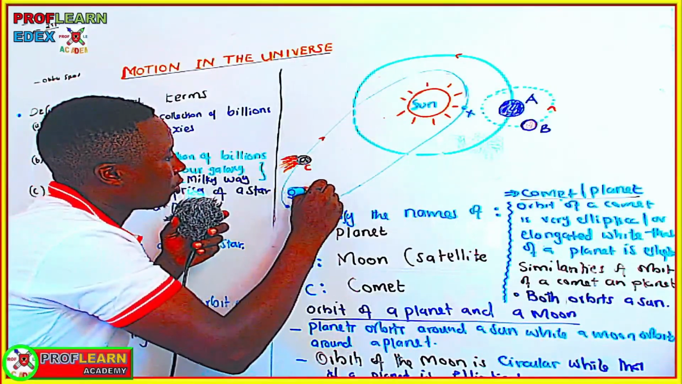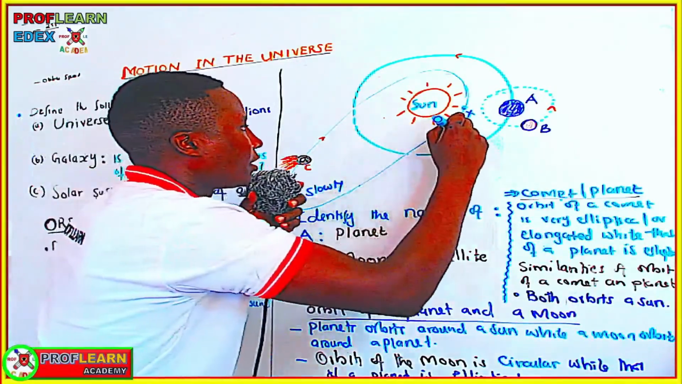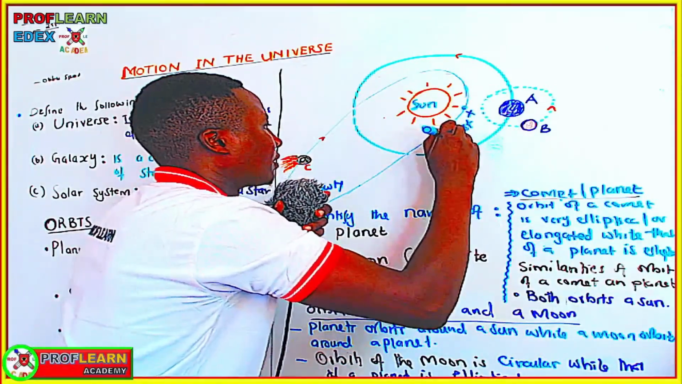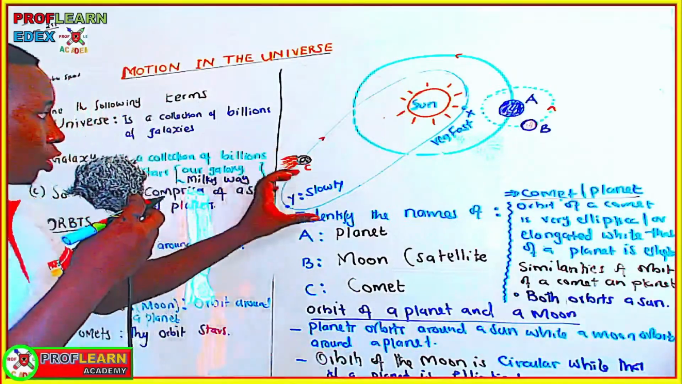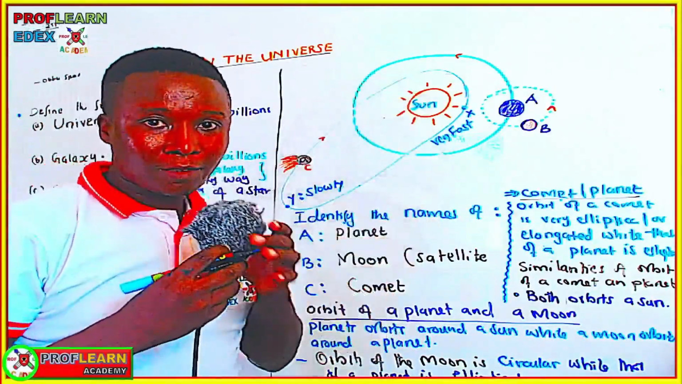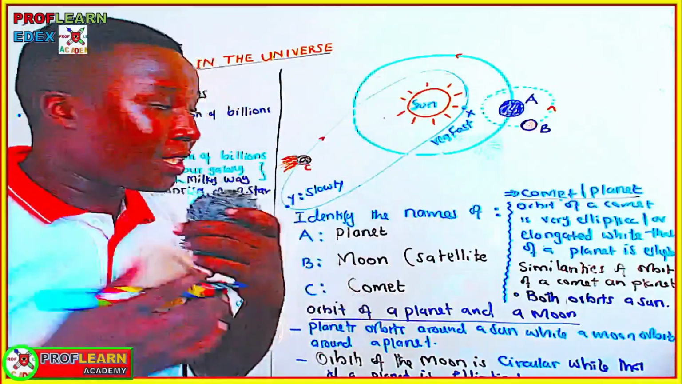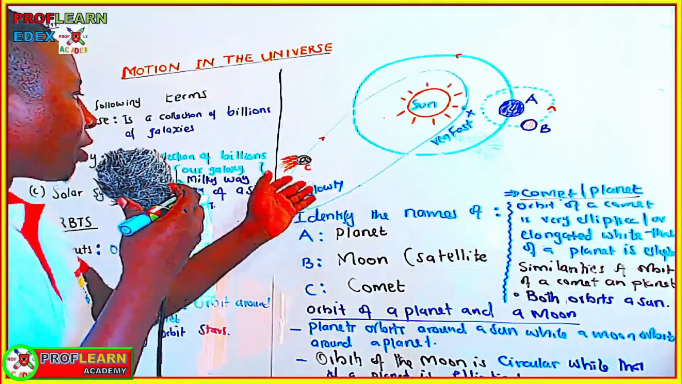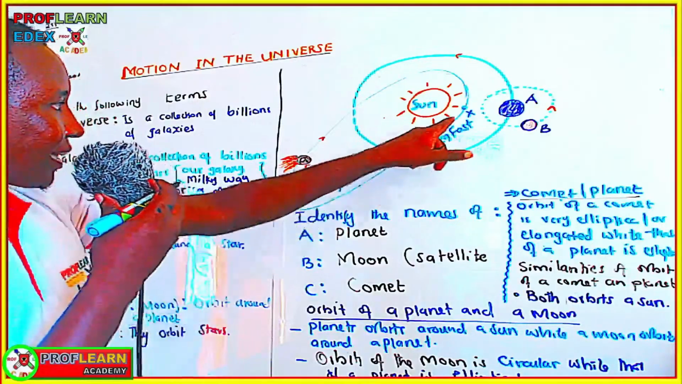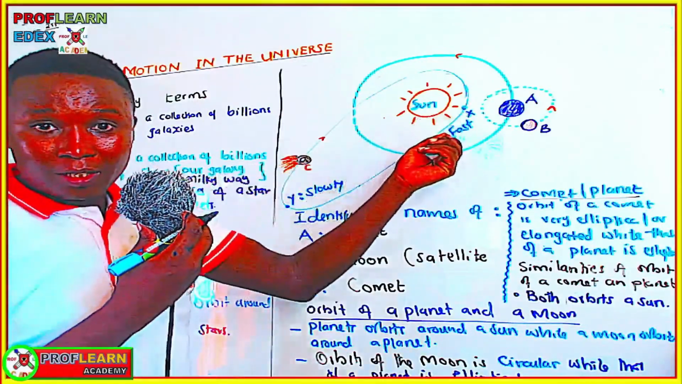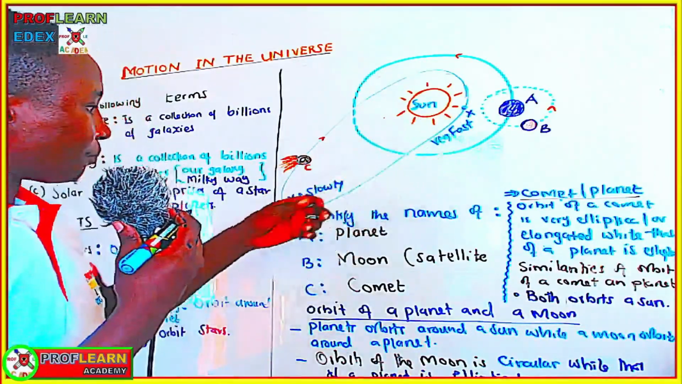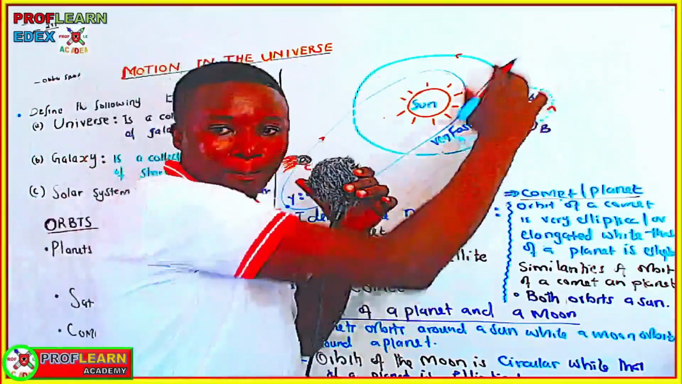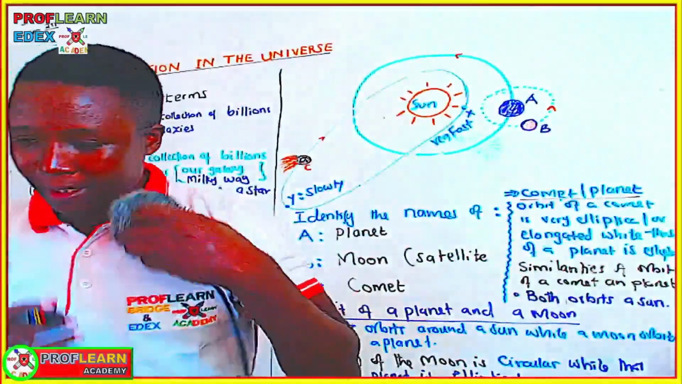It is moving slowly. At this point it is moving very fast. So the motion of the comet around its orbit varies in speed. The kinetic energy of the comet at this point is very low because it's moving at a low speed, but the kinetic energy at this point is going to be very, very high. Those are some of the things that you need to remember as you prepare for your upcoming exam.